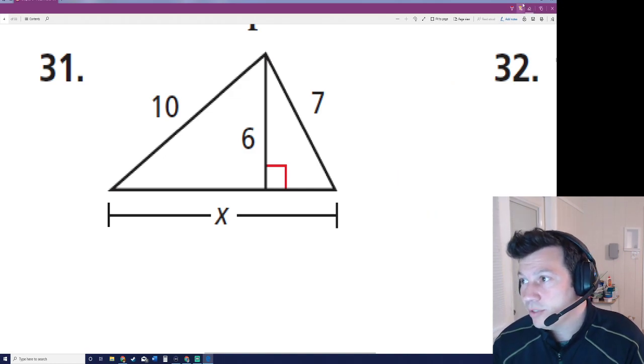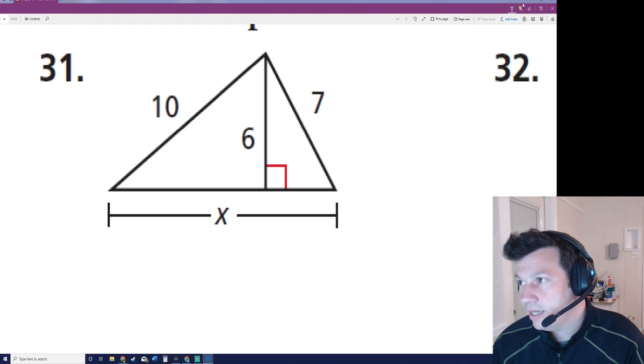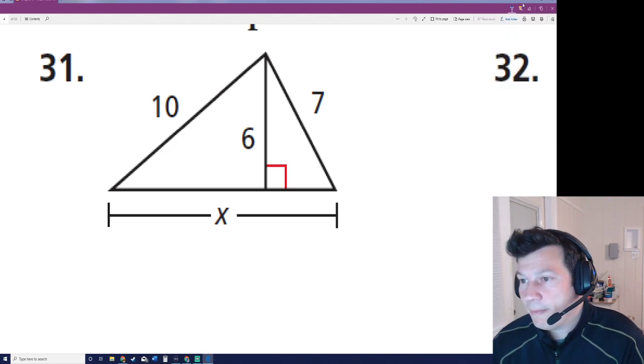All right. Blue's the color of math. Boom. Now it's got to be Gator blue. Okay. So don't do that.